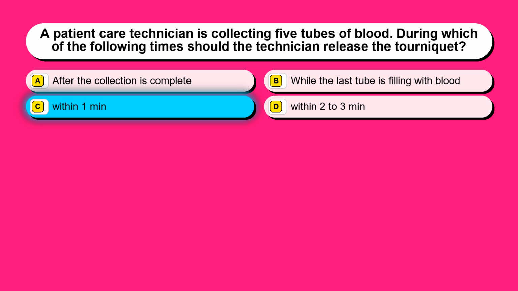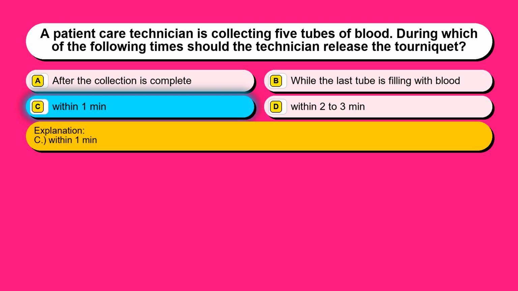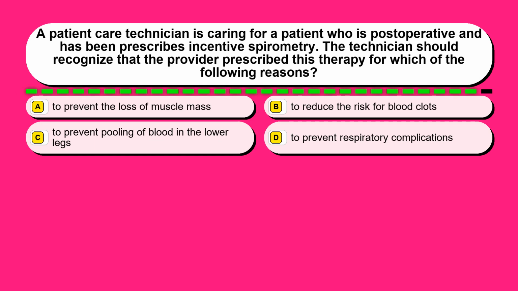The correct answer is option C, within 1 minute. C, within 1 minute. Question 26. A patient care technician is caring for a patient who is postoperative and has been prescribed incentive spirometry. The technician should recognize that the provider prescribed this therapy for which of the following reasons? Option A, to prevent the loss of muscle mass. Option B, to reduce the risk for blood clots. Option C, to prevent pooling of blood in the lower legs. Option D, to prevent respiratory complications.